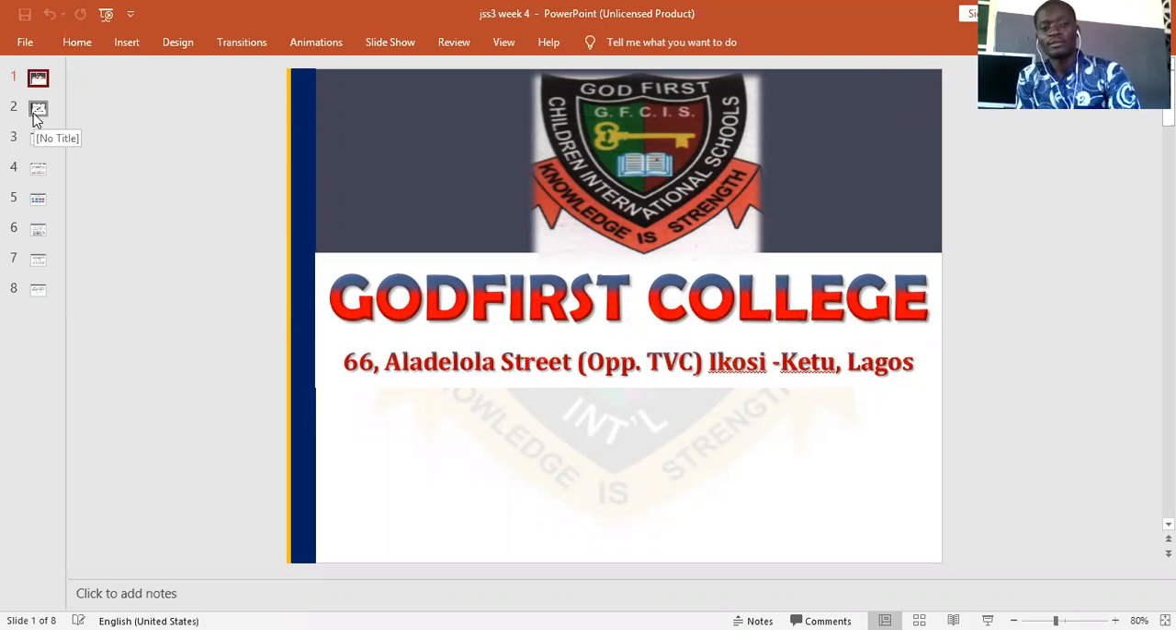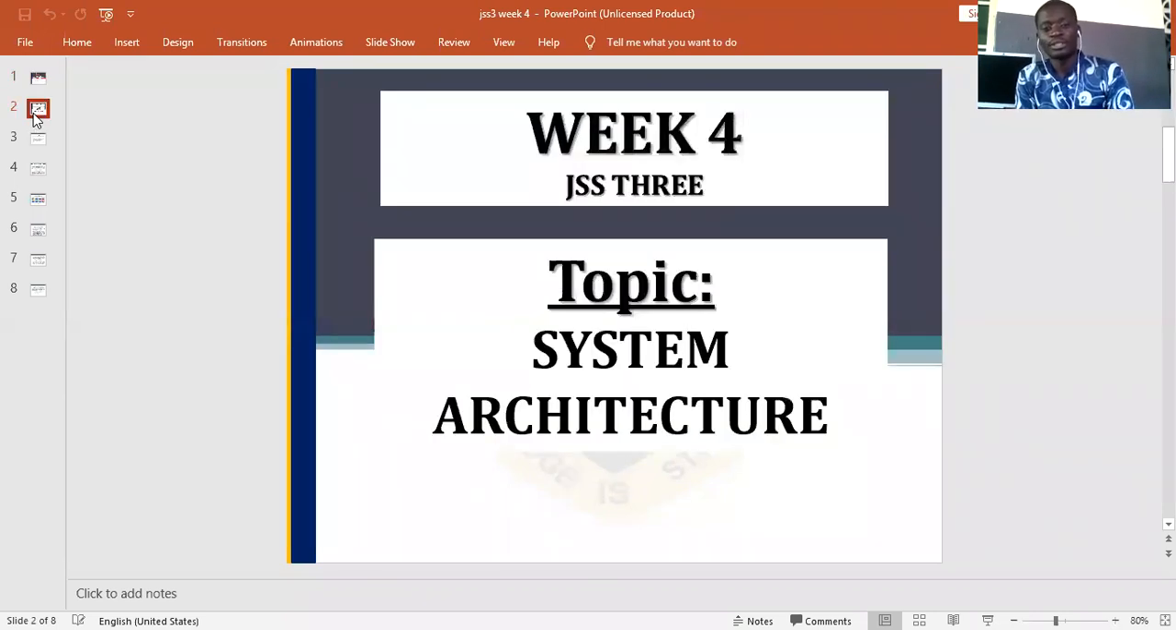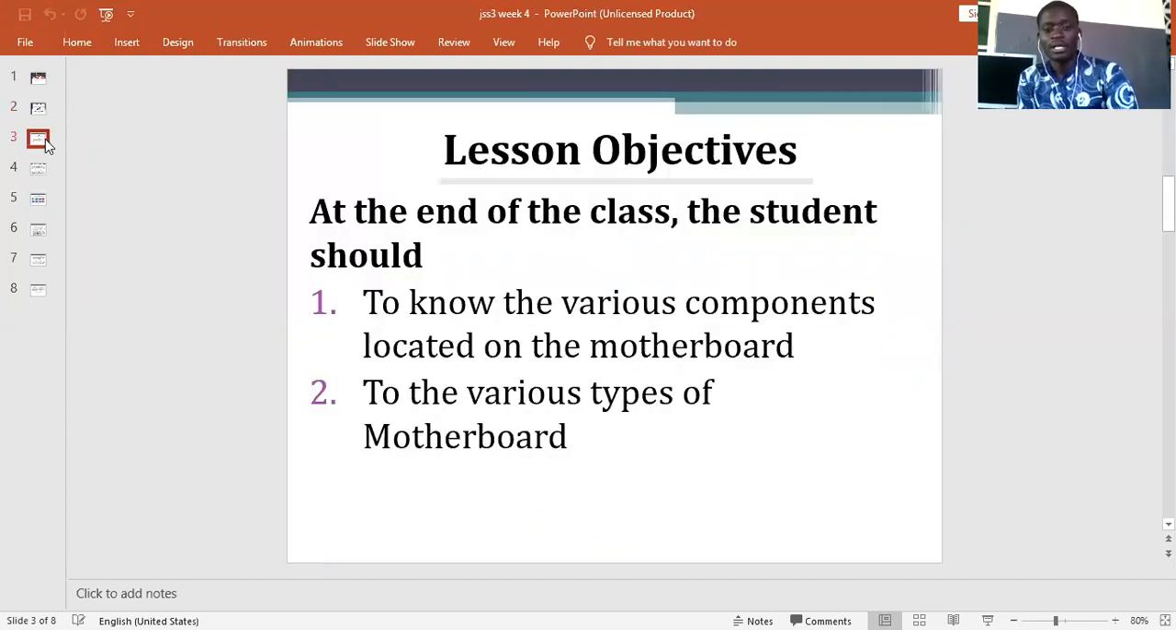Now, today we are considering system architecture. Again, system architecture. That is the topic we are going to be dissecting today. At the end of this class, the student should know the various components located on the motherboard.